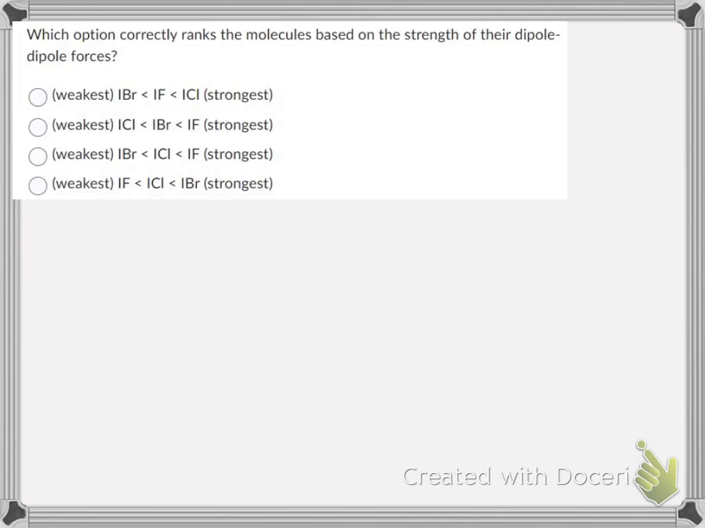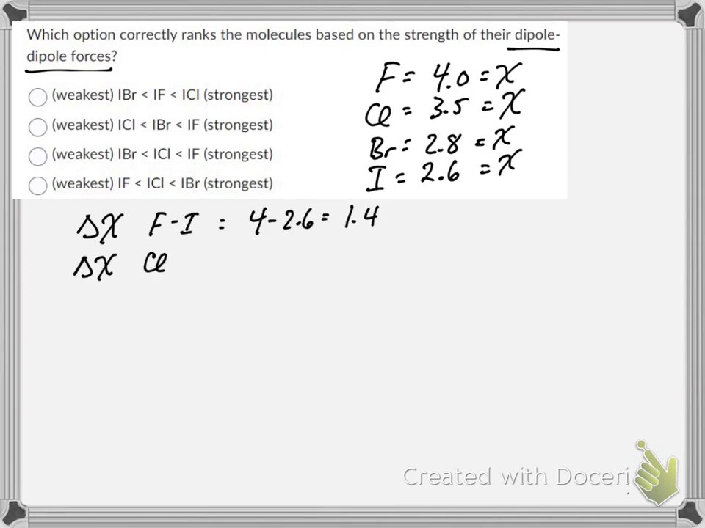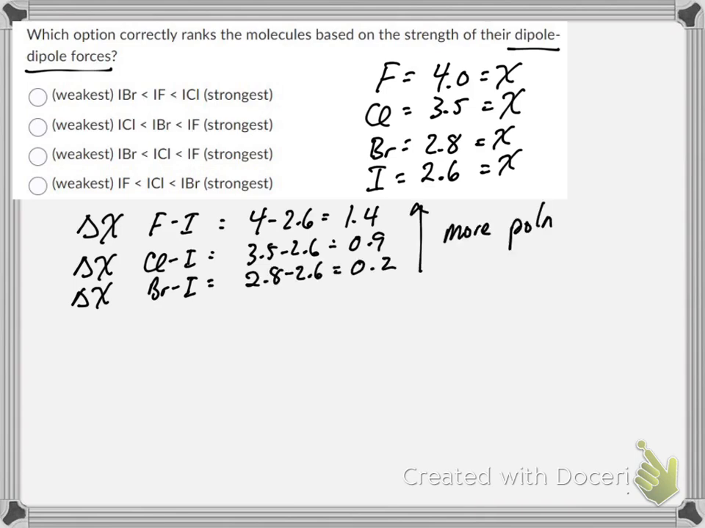So in this case, we're trying to rank the interaction of the dipole-dipole attractive forces, which is going to be proportional to the dipole. So the first thing we're going to do is find out what the dipole moments are. How polar are these bonds for the molecules shown? To do that, we want to calculate delta chi for each molecule. The fluorine-iodine bond delta chi is 1.4, chlorine-iodine 0.9, bromine-iodine 0.2. So we can see that the most polar is the fluorine-iodine.